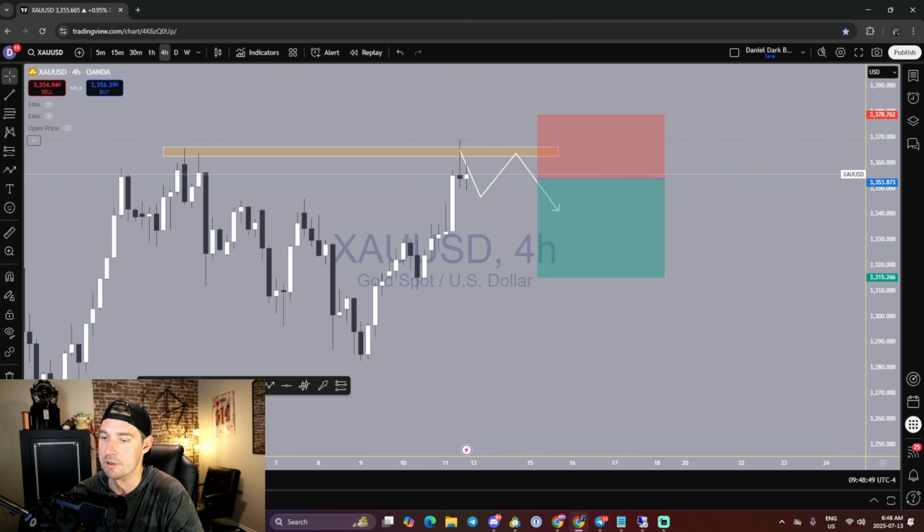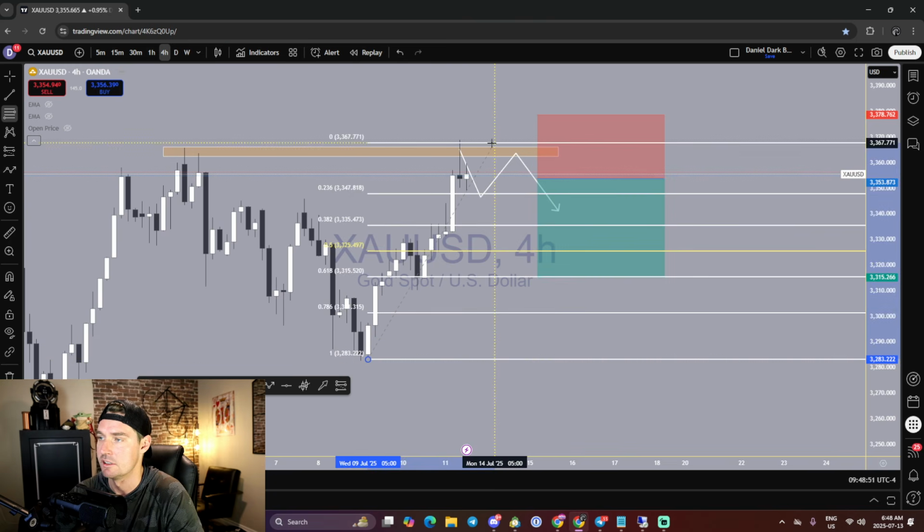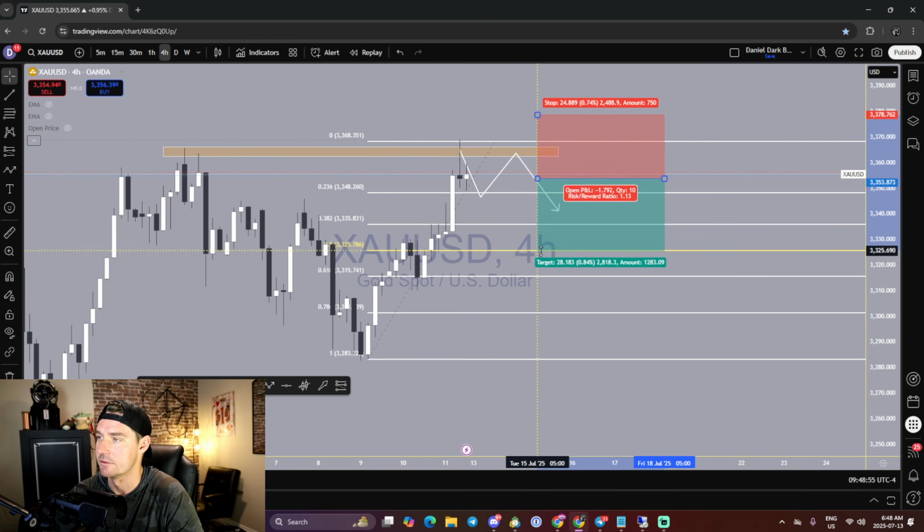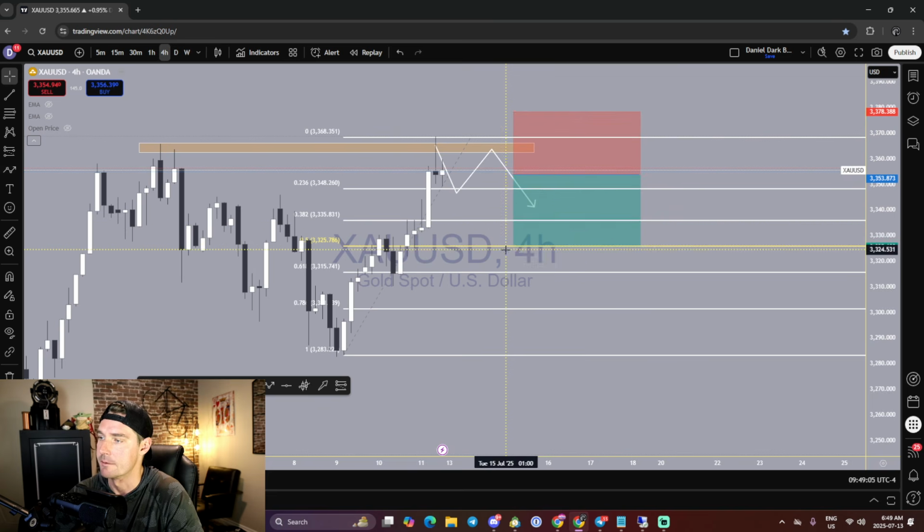You could even do a Fibonacci retracement like this, and you could target that 50% retracement level, right, for a nice setup. And then for your stop loss, you could go somewhere above this zone here, right? Like a 25, something like that. This isn't great because it's a 1 to 1.5.